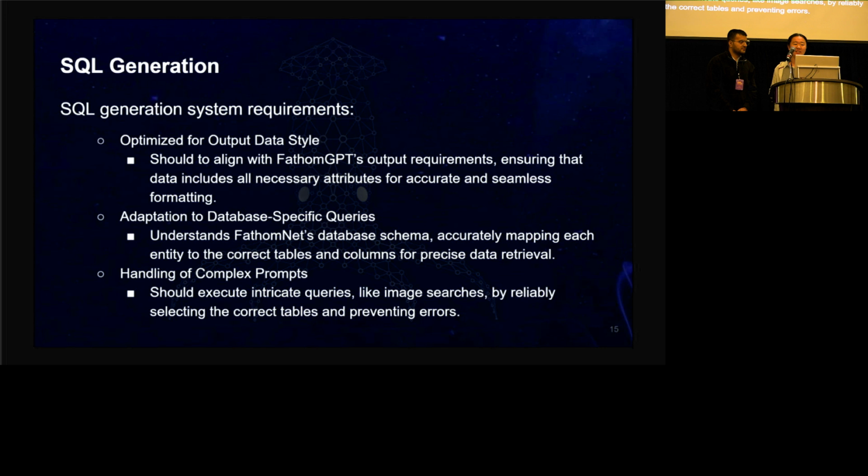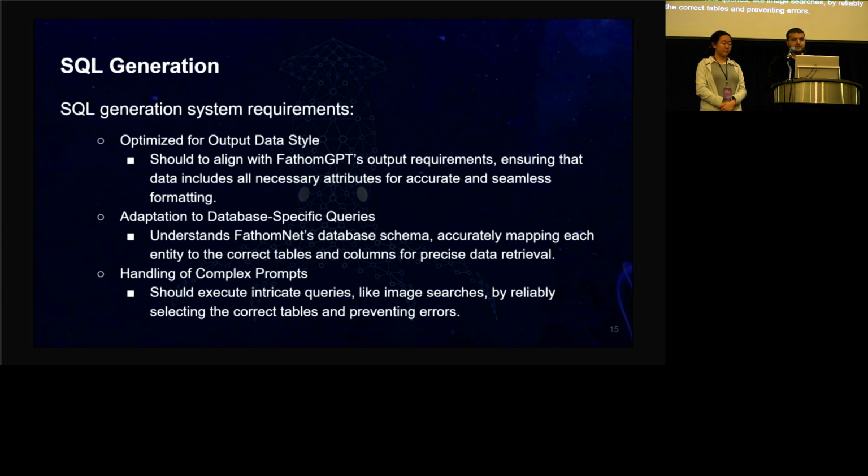So basically what the query is, and the system sends the control to either the SQL generation part. In the SQL generation part, we want the system to change the prompt to SQL. The requirement for the SQL generation part is that it must be optimized to FathomGPT's output requirements. It should contain all the attributes and all the details that are needed for the UI. The second requirement is it should be adapted to the database-specific queries. For example, it should be able to map the entity to correct database tables and columns.